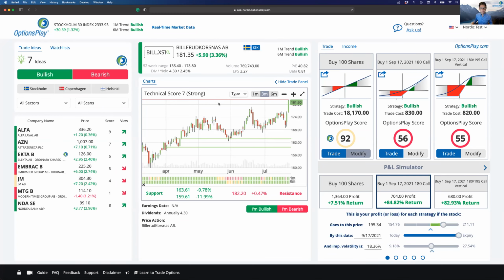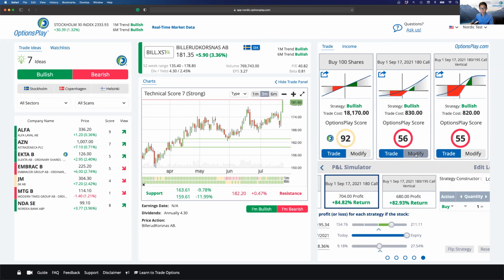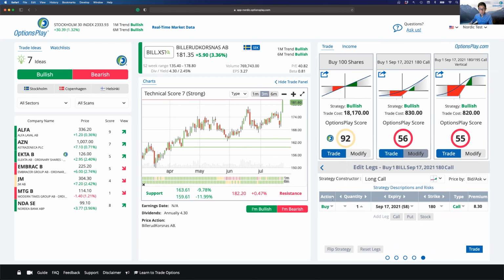So the first one I want to take a look at is BILL, because recently it just broke out above an all-time high of 177, 178. Recently today, big move here to the upside. Maybe we're looking for this to continue. So we'll look at a few different trades that we can make here for BILL. We'll look at buying a call option, a debit spread, and maybe we'll look at a credit spread if we can find an appropriate one. So first, let's look at just the call option here.